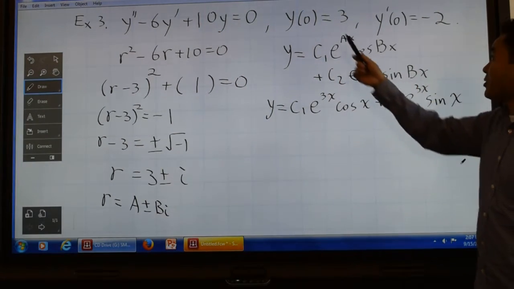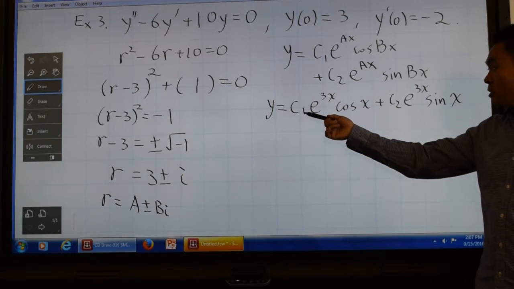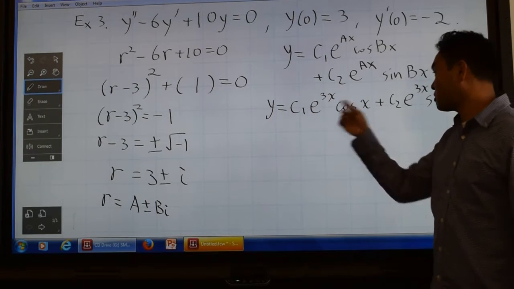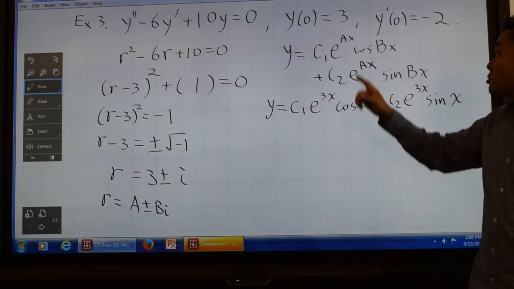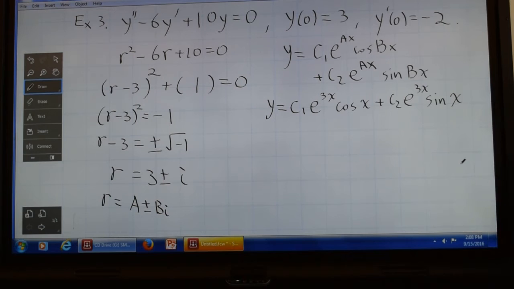But in order to satisfy these two initial conditions, you have to figure out what C1 and C2 should be. The initial conditions will determine these two free parameters, C1 and C2, because each initial condition will give you one equation, so that means you have two equations for the two unknowns. That means you can solve for C1 and C2, right? Okay, so let's do that.